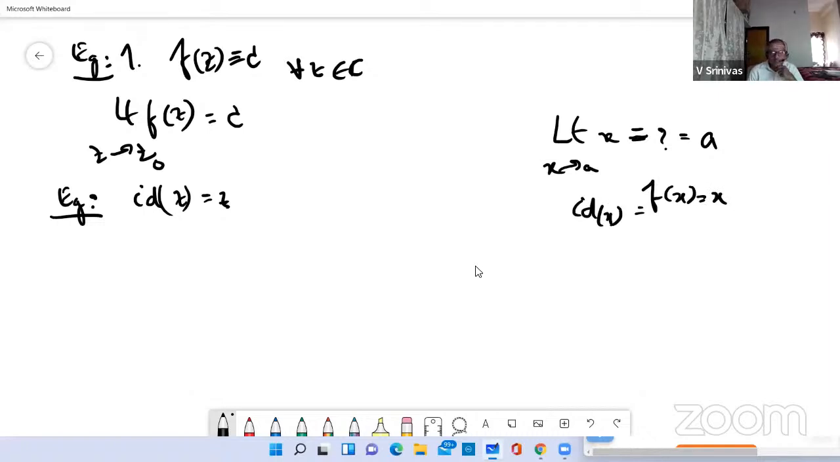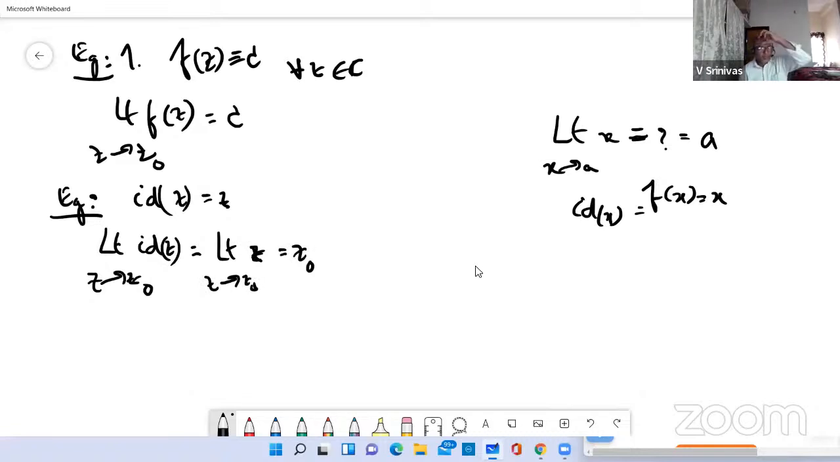I want to replace x by z, and I will show that the limit of id of z as z goes to z0 is how much? Here, if x goes to a, this x also goes to a. Both the variables are the same. So you have the limit of id of z, which is z, as z goes to z0. This z goes to z0 itself. If z goes to z0, this z also goes to z0.